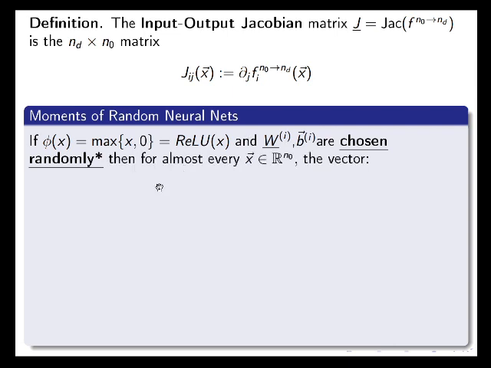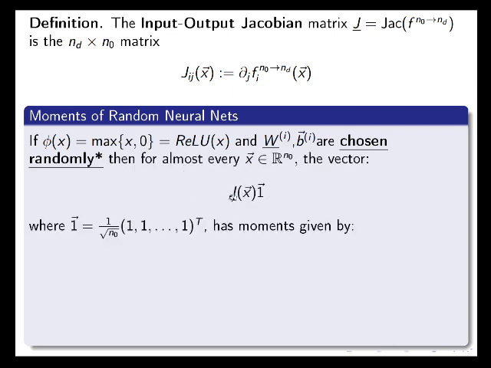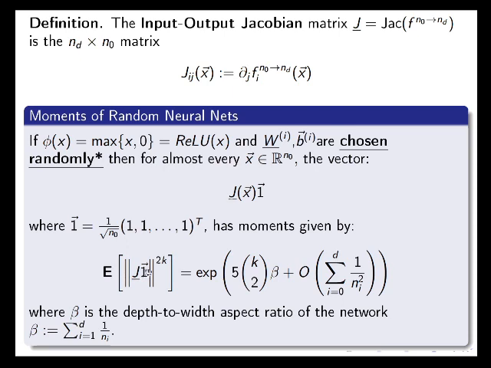The statement says something about the vector that you get by applying this input-output Jacobian to some vector. For simplicity, I'm going to show you the result where you apply it to the vector of all ones, although we could extend it to any vector. So you take this input-output Jacobian, you apply it to the vector of all ones, and you ask what its moments are, and we have a formula for that. If you take the norm of this vector and compute its 2kth moment, you get e to the 5 k choose 2 times beta, where beta was that depth to width aspect ratio.